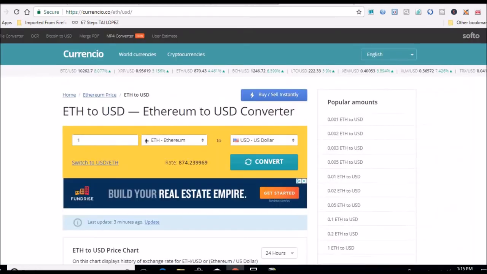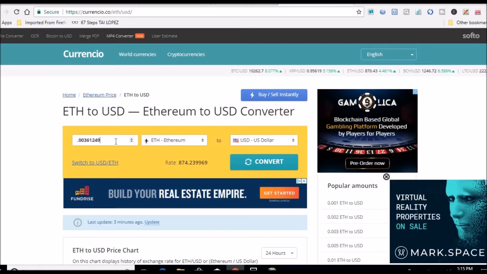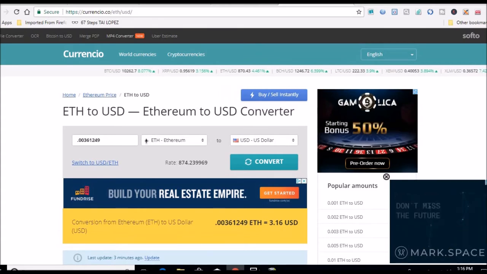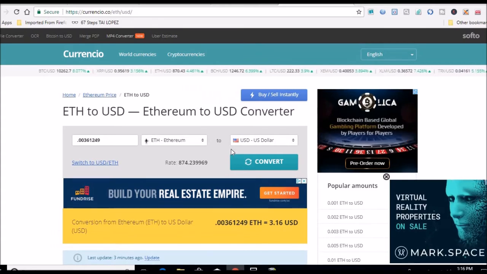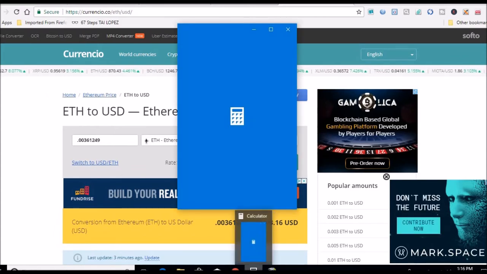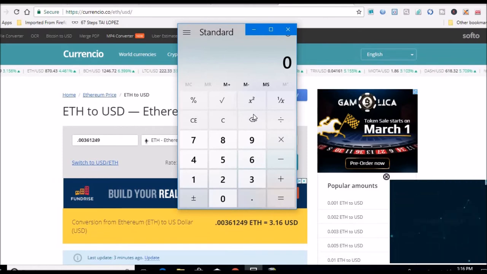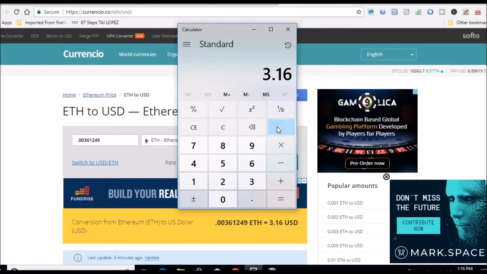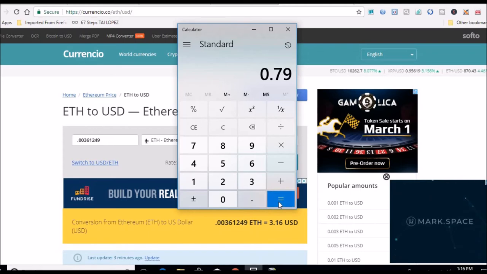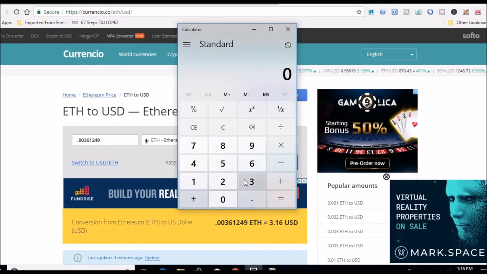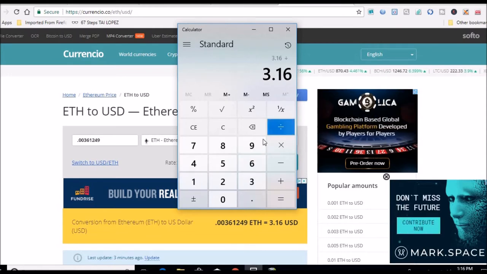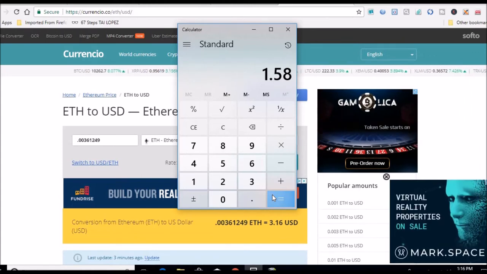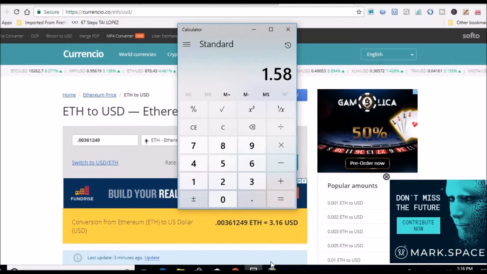So I can copy that, head over to my converter, hit convert, $3.16 total on the rig. So I know that my 570 does pretty much half of the hashing power of my rig. So if I take 3.16, divide that by 2, I'm terrible with this calculator. 3.16 divided by 2. It's going to give me $1.58 as of right now on the 570. So let's go over to my calculator.